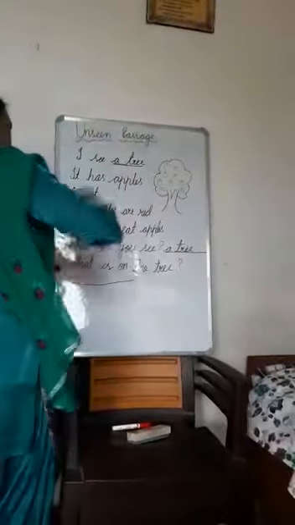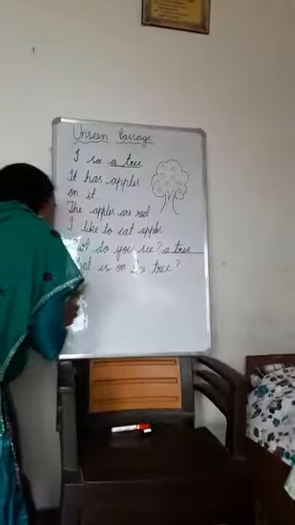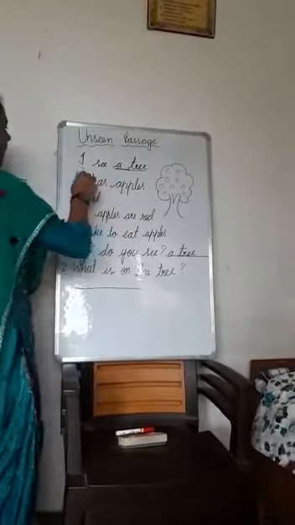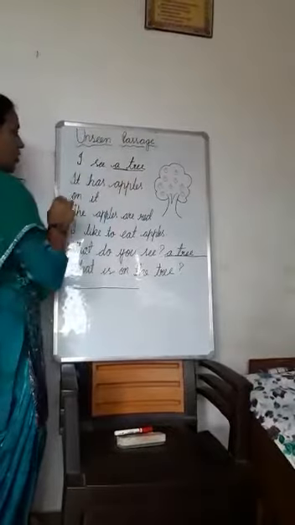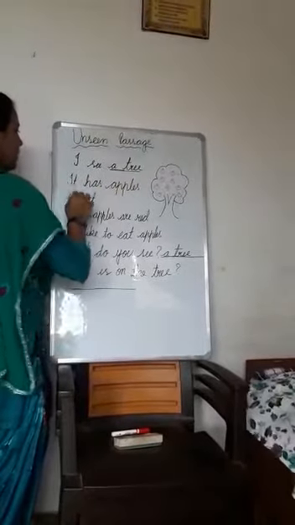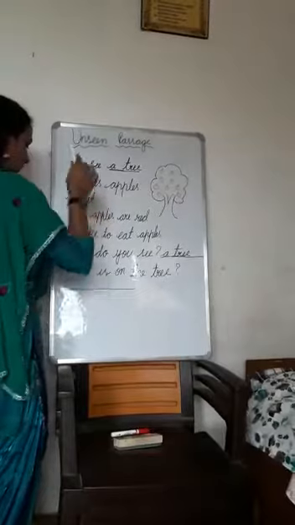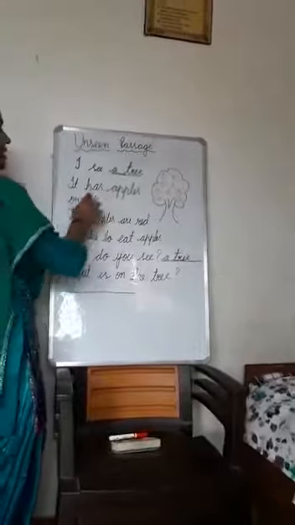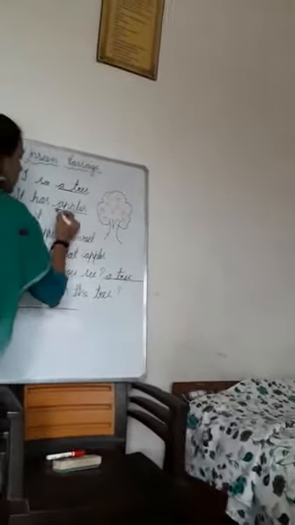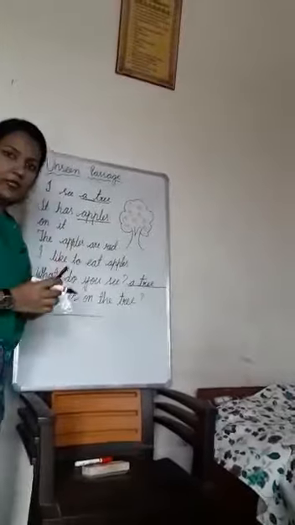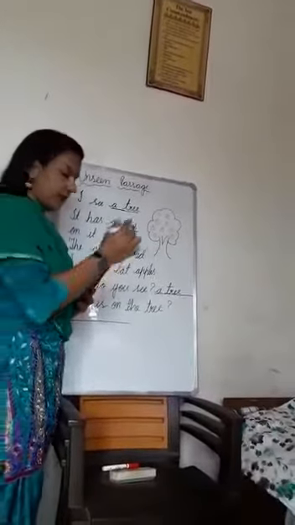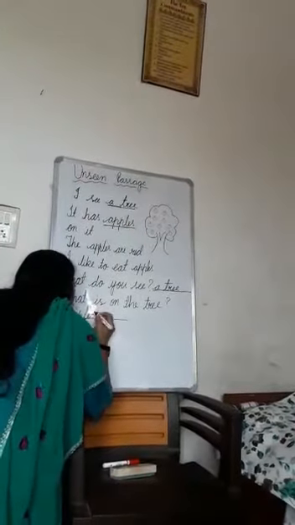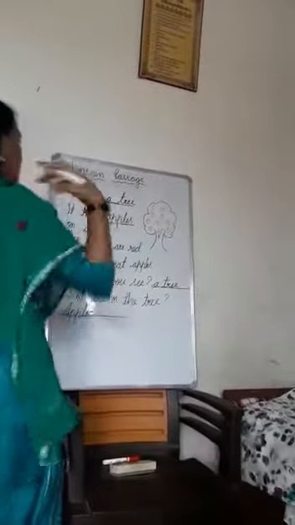Okay, shall we read again together? Then we know what is on the tree. I see a tree. What do you see? A tree. It has apples on it. And what is question number two? What is on the tree? Apples. Then write down: Apples. Apples on the tree.